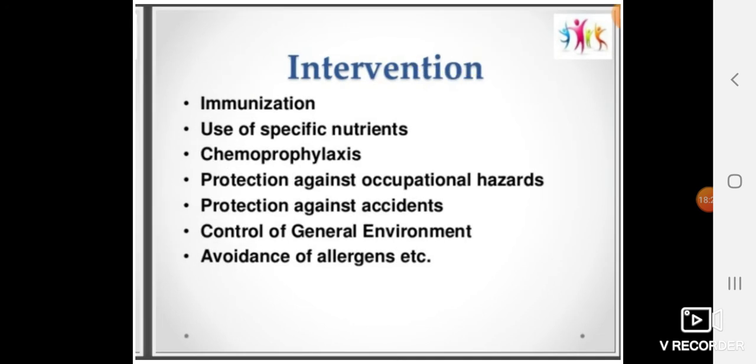Okay, these are some of the specific protection measures. One example is immunization; we can prevent a lot of disease conditions. Some specific nutrients: iodine, and fortifying with vitamin A and D. Other examples: chemoprophylaxis, protection against occupational hazards, protection against accidents, control of the general environment, avoidance of allergens. If you have paper, please write whichever others come to your mind in specific protection. At least try to write five points.